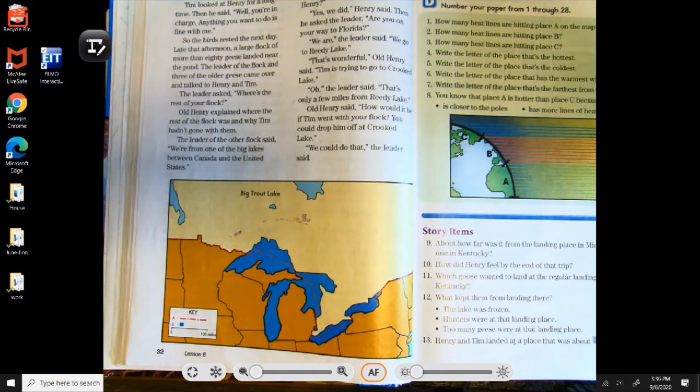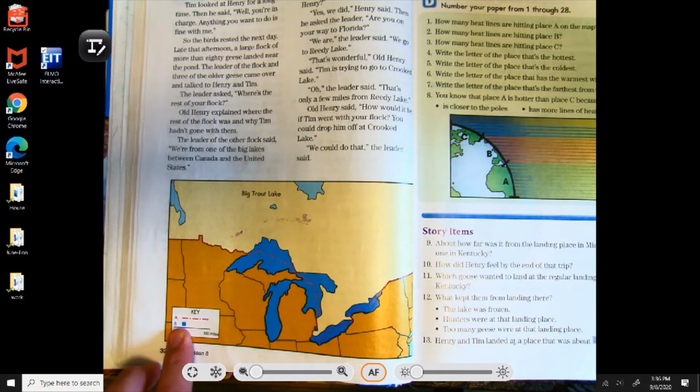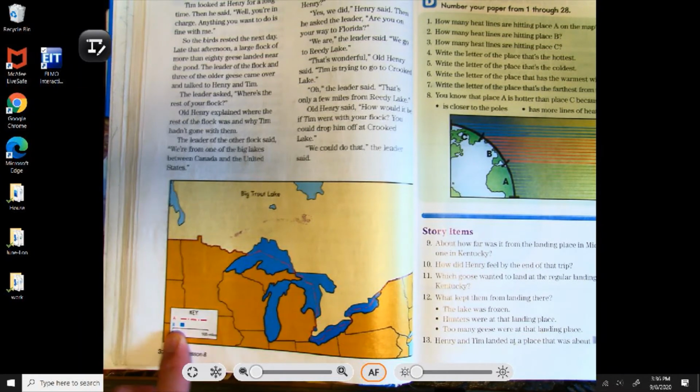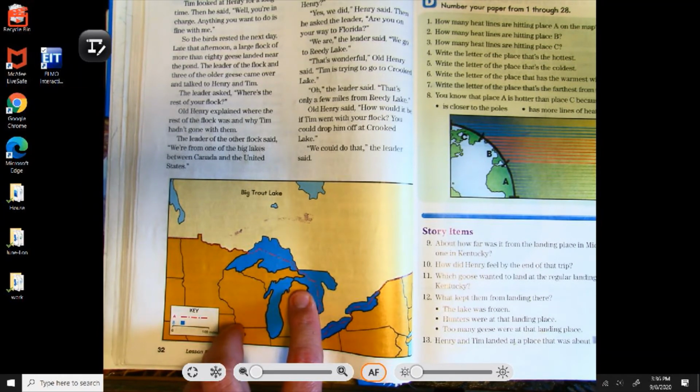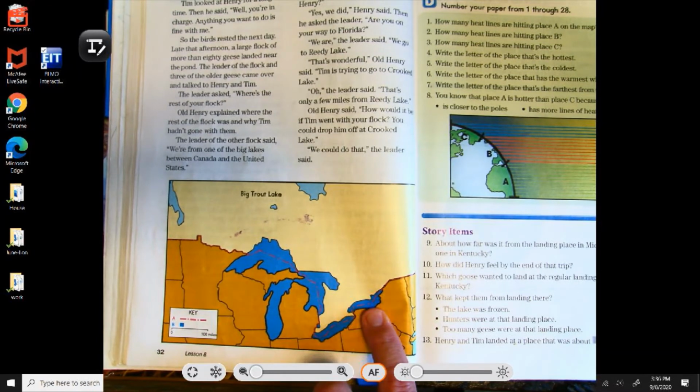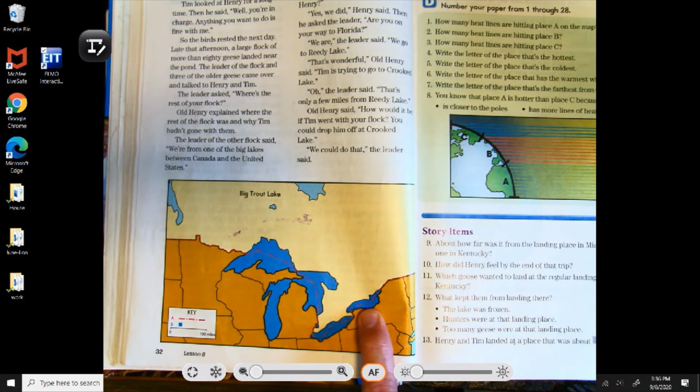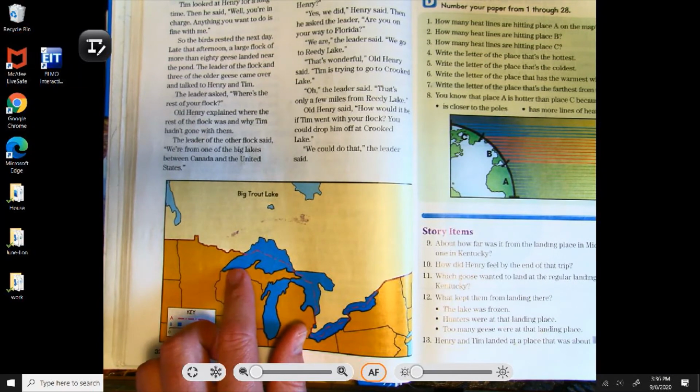The leader of the other flock lives on one of those big lakes between Canada and the United States. Those lakes are called the Great Lakes. Letter B on the key shows the color of the Great Lakes on the map. Can you see the 5 Great Lakes? 1, 2, 3, 4, 5. 5 Great Lakes. You're probably familiar with this one, right?